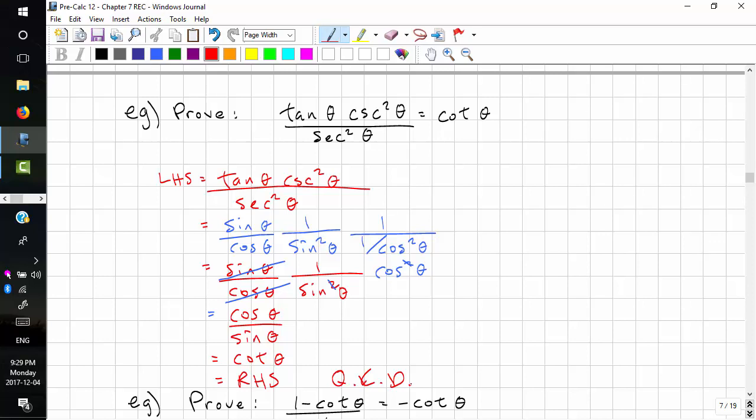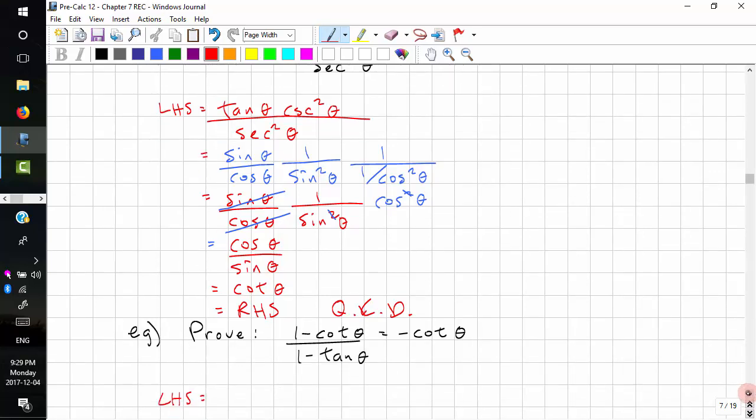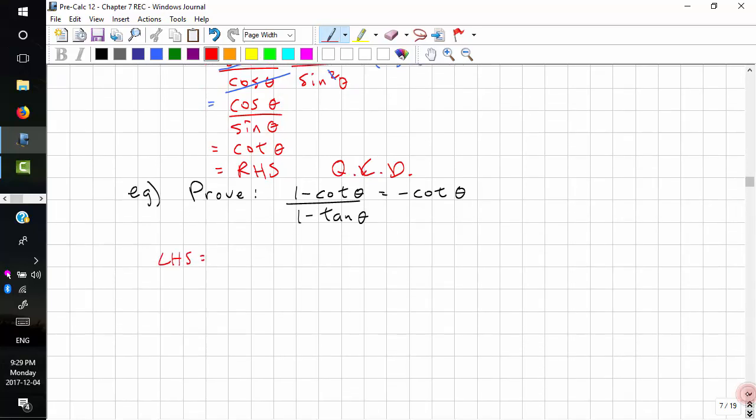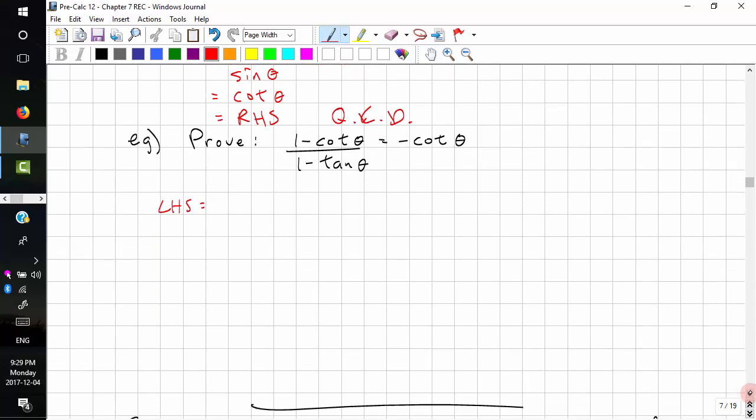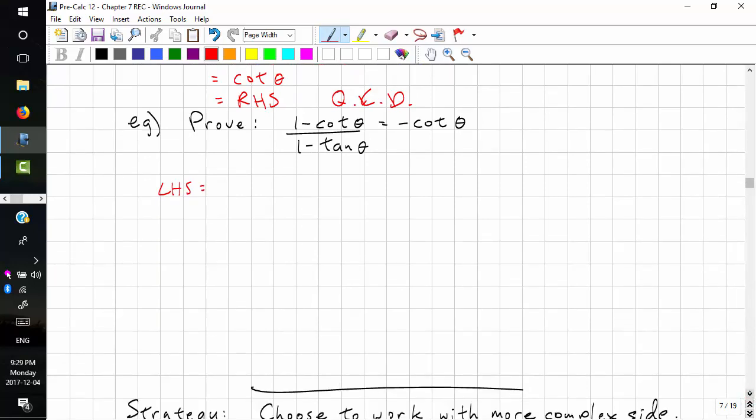Okay, either memorize or just keep checking your identities to see what will simplify the expression or make it look like the other side. So we're going to do some more just so that you get used to this. But if you're ready to start proving, go ahead and try. You don't get good without practice.